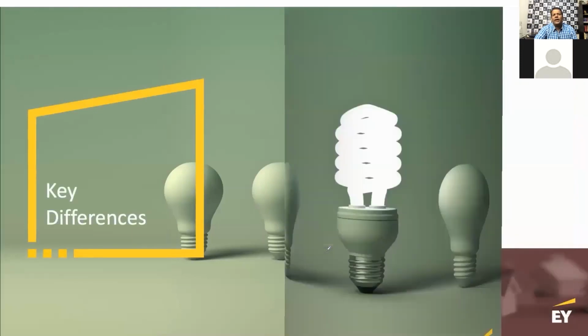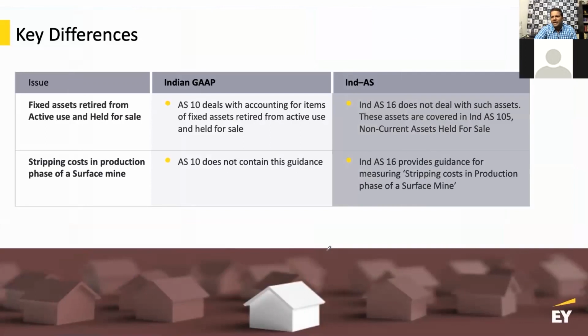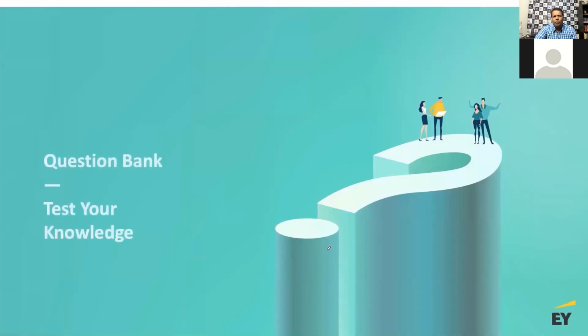Now, if you look at the key differences between Indian GAAP and Ind AS, there's not a lot, because Indian GAAP has also been revised recently, and a lot of similarities have now been achieved between the Ind AS framework and the current Indian GAAP. If there are fixed assets retired from active use and held for sale, then Ind AS 105 provides the accounting guidance for such assets. Similarly, for the stripping cost in the production phase of a surface mine, AS 10 does not give you any guidance, whereas guidance is provided in relation to Ind AS 16, and you have to deal with them appropriately.